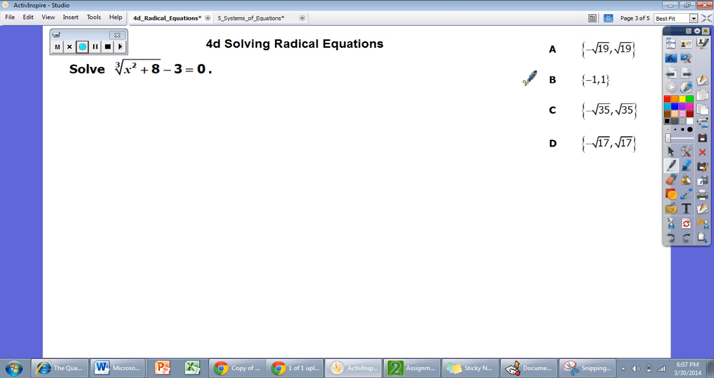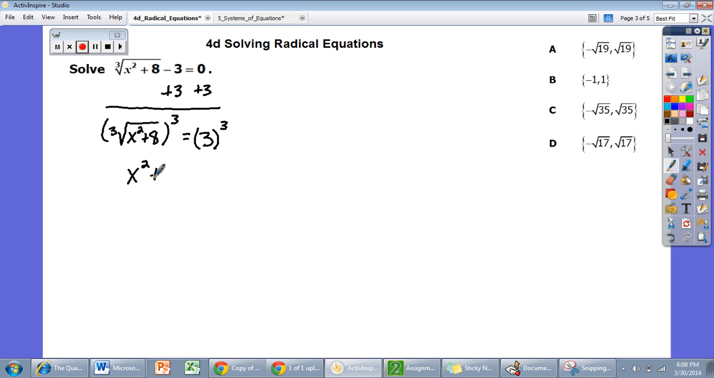So let's try our next example here. Okay, very similar. You could try this one on your own, pause the video, and then check to see if you got the correct answer. If you wanted, I'm going to go ahead here. I added 3 to both sides. So I have the cube root of x squared plus 8 is equal to 3. So now I've isolated my cube root here, which means I'm going to cube both sides, do that inverse operation. So they cancel each other out. So I'm left with x squared plus 8 is equal to 27.